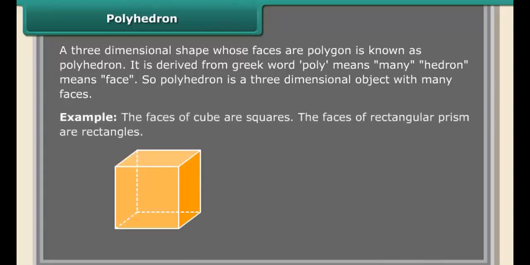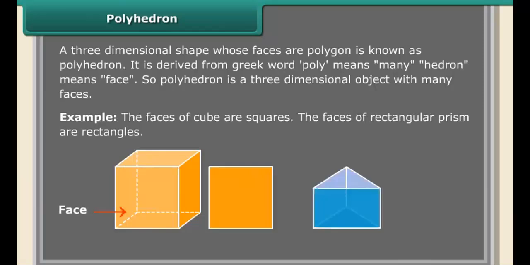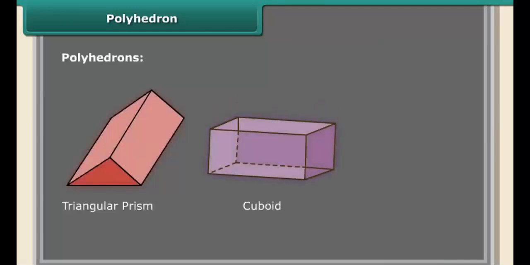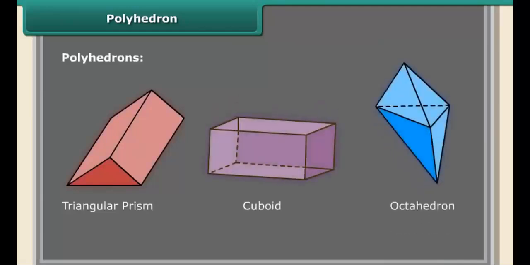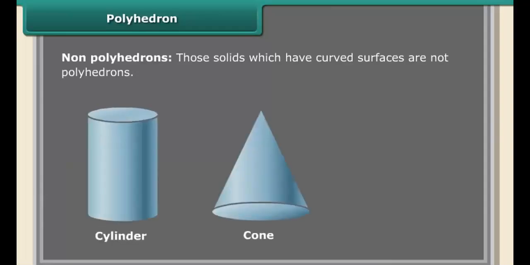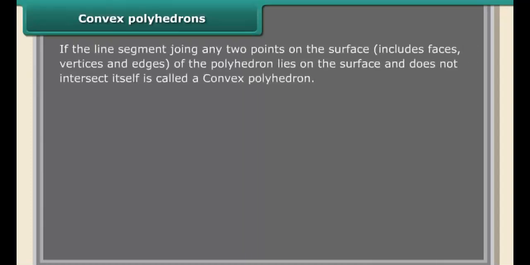Example, the faces of a cube are squares. The faces of a rectangular prism are rectangles. Polyhedrons: triangular prism, cuboid, octahedron. Non-polyhedrons: those solids which have curved surfaces are not polyhedrons. Cylinder, cone, sphere.